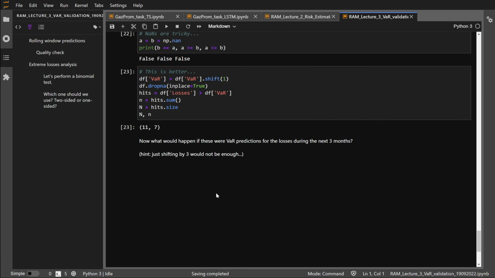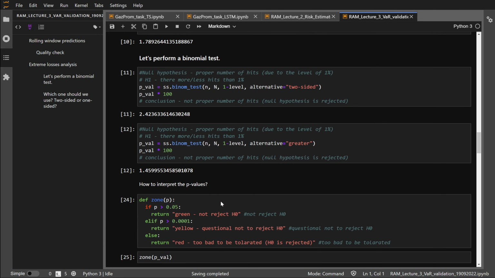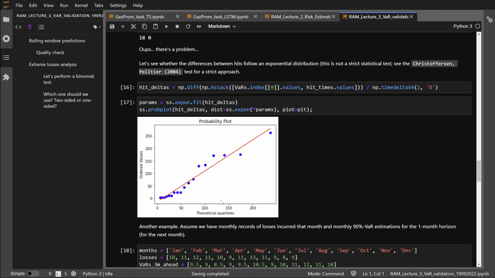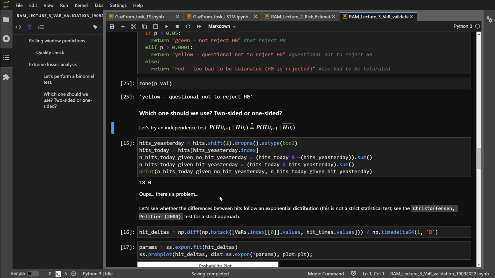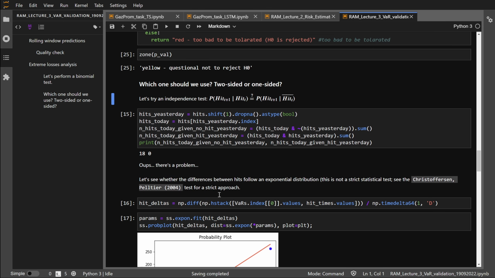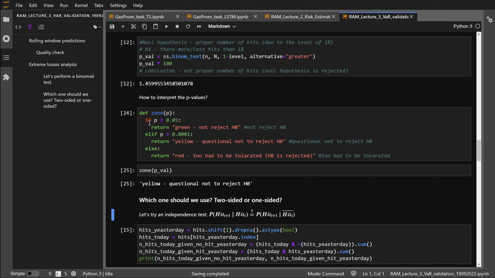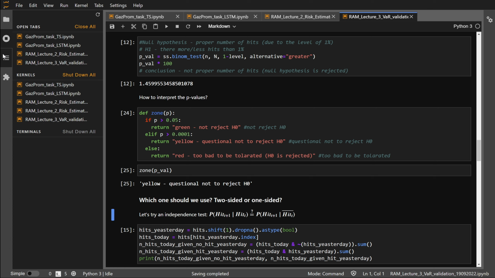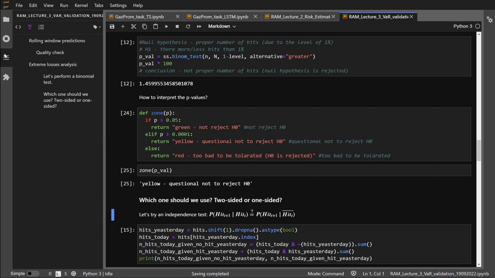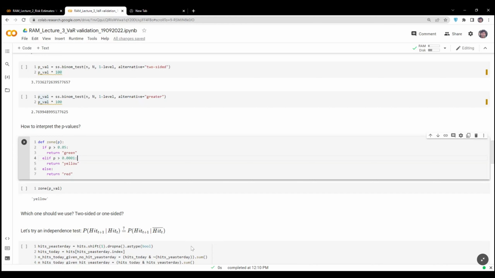But if we are in a red zone where the p-value is almost nothing and tells us that it's almost impossible to observe that amount of hits given the correctness of the null hypothesis, corresponding to the anticipated probability of hit and confidence level of the VaR, we should reject our model completely.